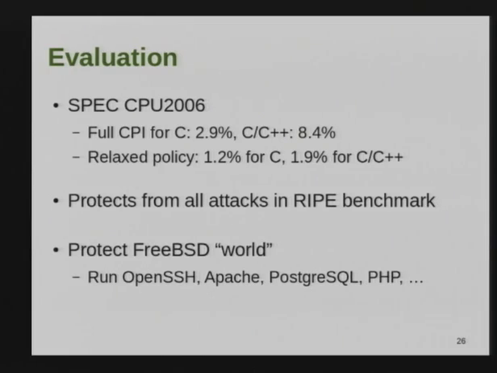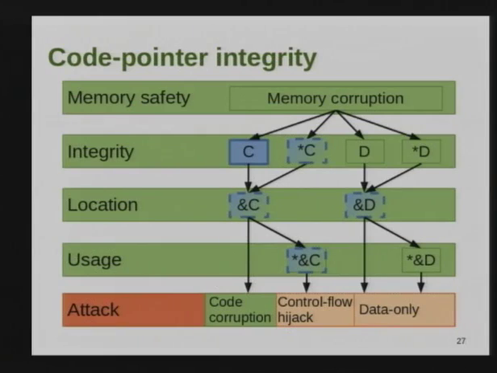So we run OpenSSH, Apache, Postgres, PHP, you name it. It all runs on top of it. If you look at the memory model again, and look at what kind of additional guarantees we get from code pointer integrity, we see that it basically changes the code pointer integrity property in this memory model and replaces it with a solid box that completely mitigates any control flow hijack attacks.